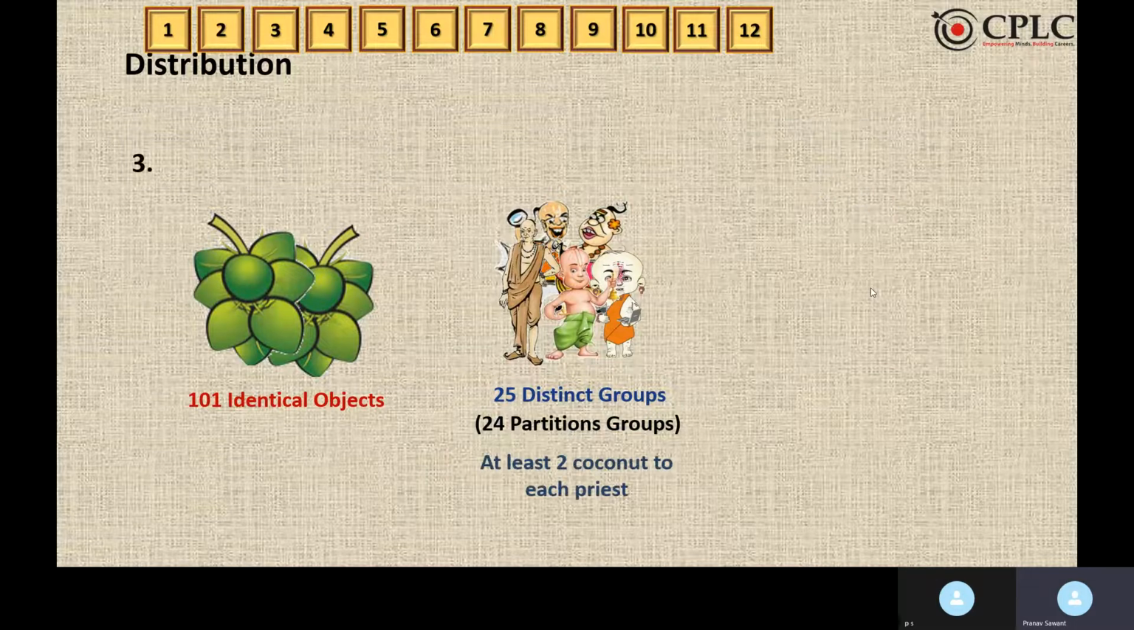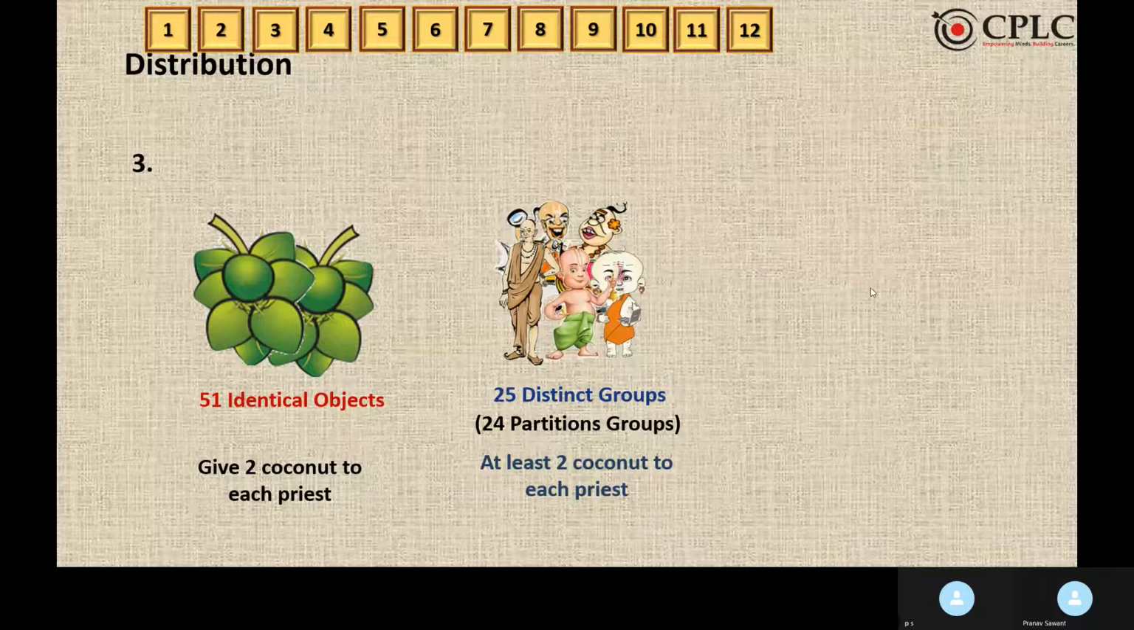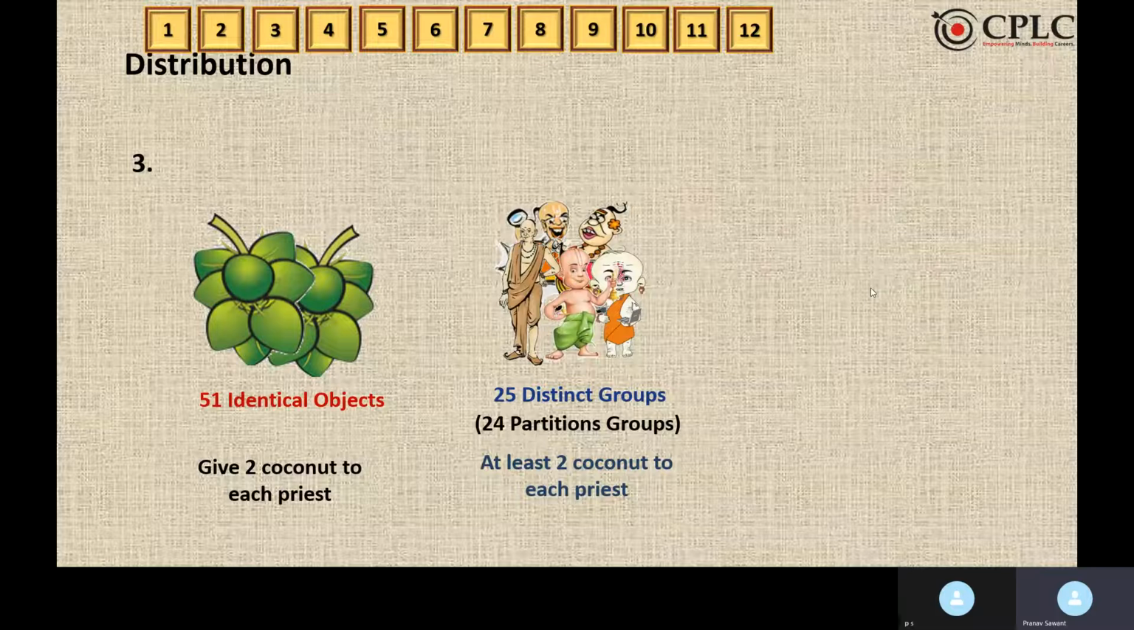At least 2 coconuts to each priest. That means we have to give 2 coconuts to each priest. We have to give at least 2 coconuts to each priest. How many priests are there? We have 25 priests. That means how many coconuts do we need to distribute in a minimum way? So 25 into 2, that is 50 coconuts would be distributed in a minimum manner.